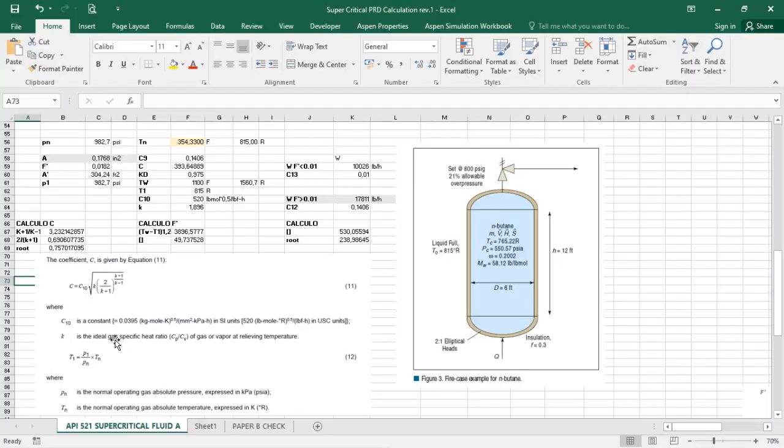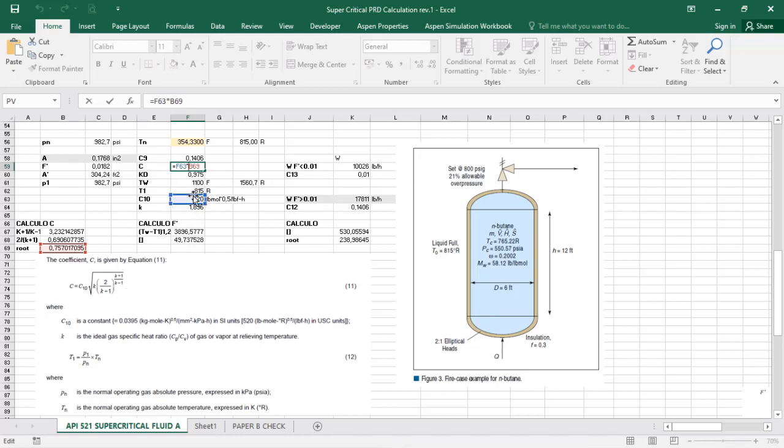So as we have the temperature relief definition here, in this case 815 Rankine, I am able, with the pressure relief and temperature relief, to find the Cp/Cv, and I need to add it to my spreadsheet. And with the K and with the temperature, that is a constant, added here, I am able to do the calculations of C, that in this case is 393.